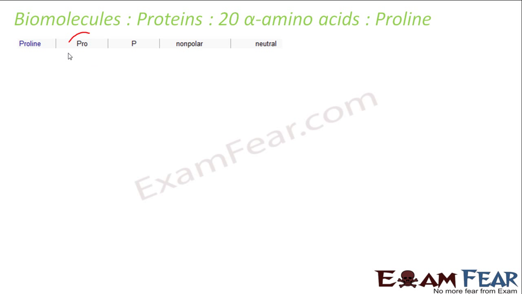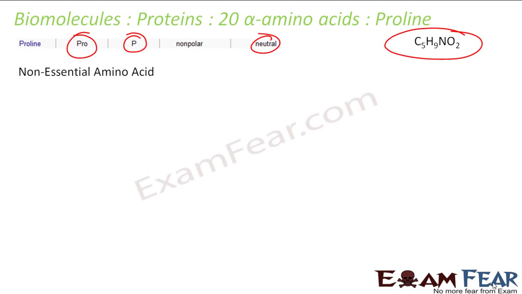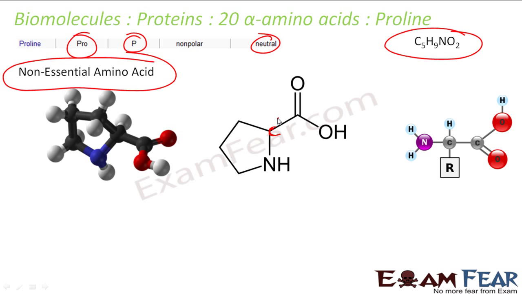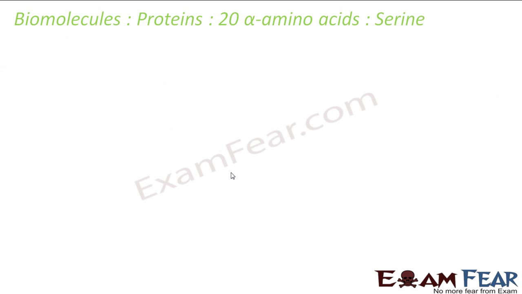The next is proline. PRO is the 3-letter code, P is the single letter, it's also neutral. C5H9NO2 is the molecular formula. It's non-essential, the body can produce this. This is the structure. If you compare this, R is a little complex here. If you see, this is my NH, this is my alpha carbon. So this is my R, actually a little complex. It was first synthesized in 1900 by Richard Willstätter.